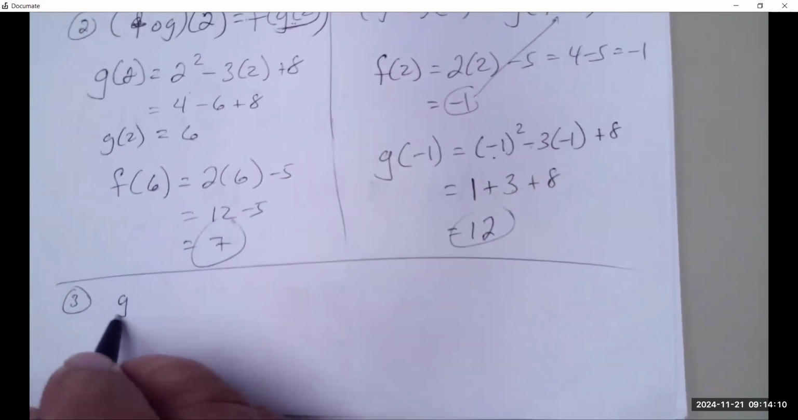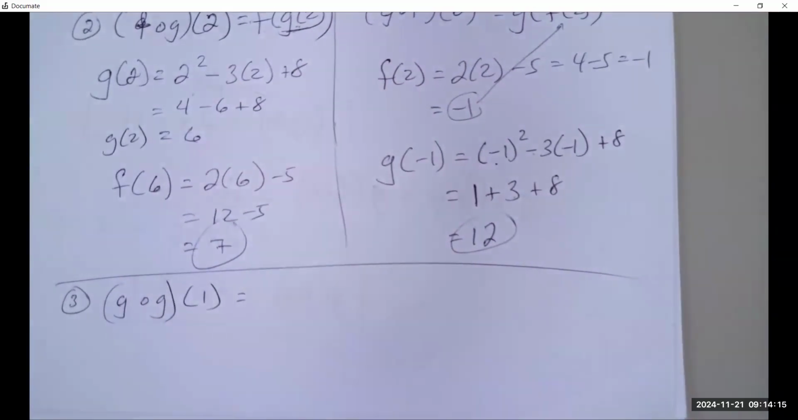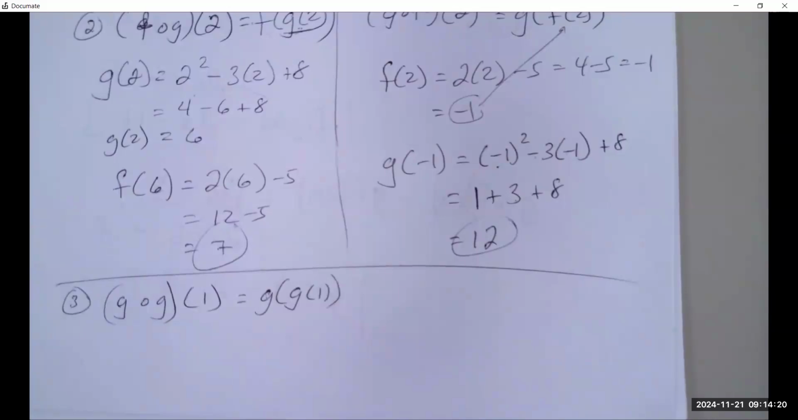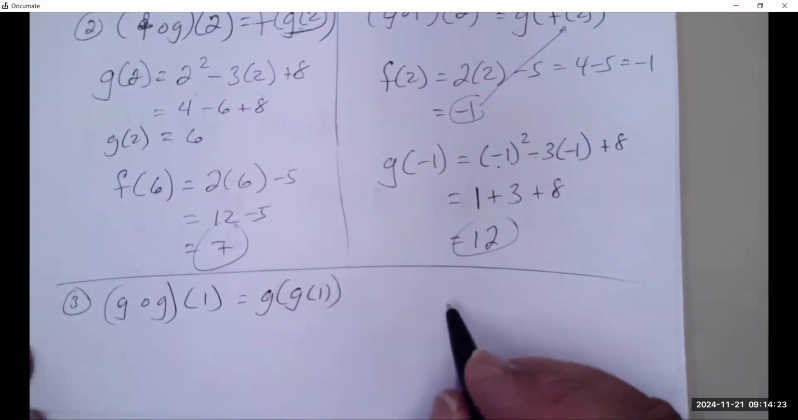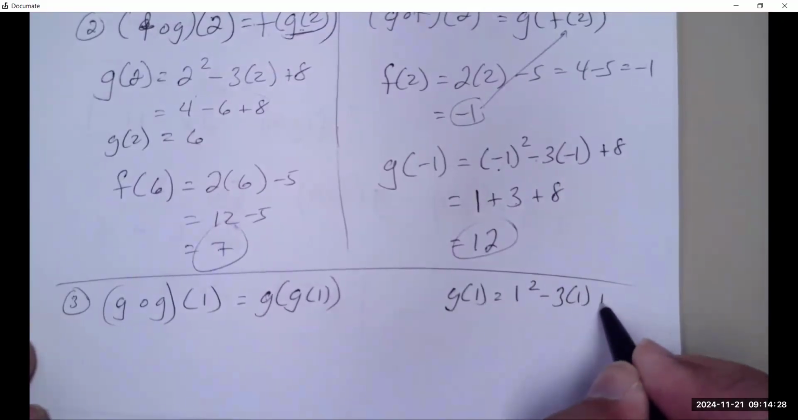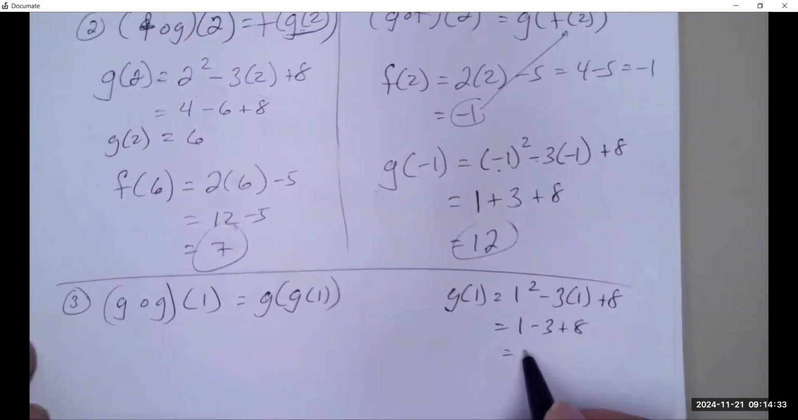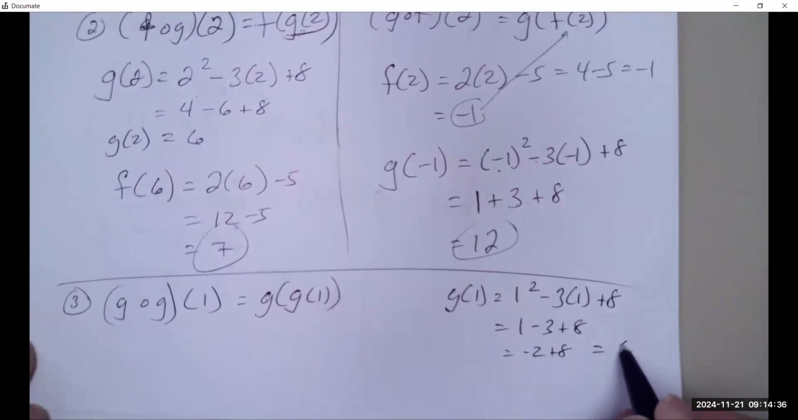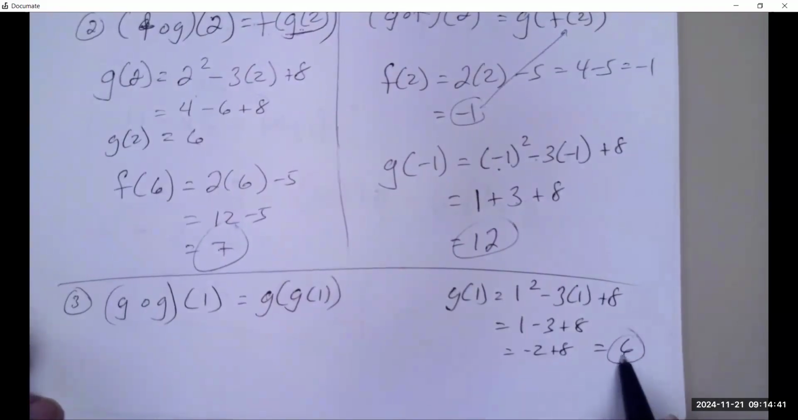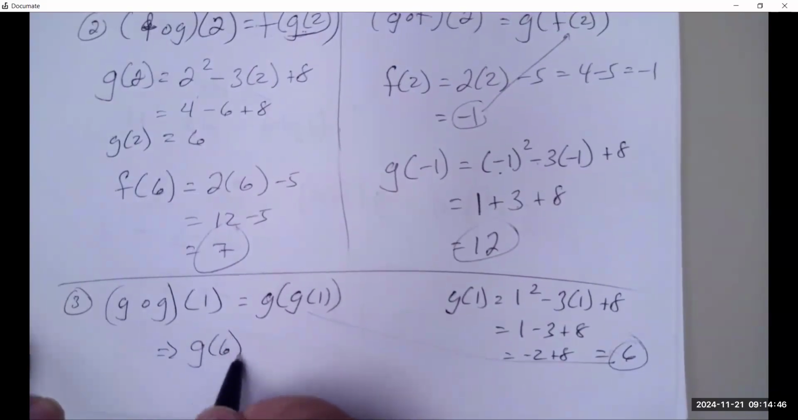How about if I gave you the GOG of 1? G of 1, right? So G of 1 is 1 squared minus 3 times 1 plus 8. 1 minus 3 plus 8. -2 plus 8 equals 6. So that goes in place there. So now I'm looking for G of 6.